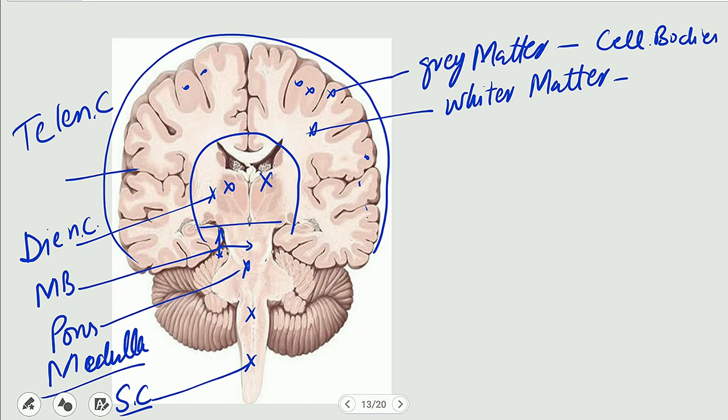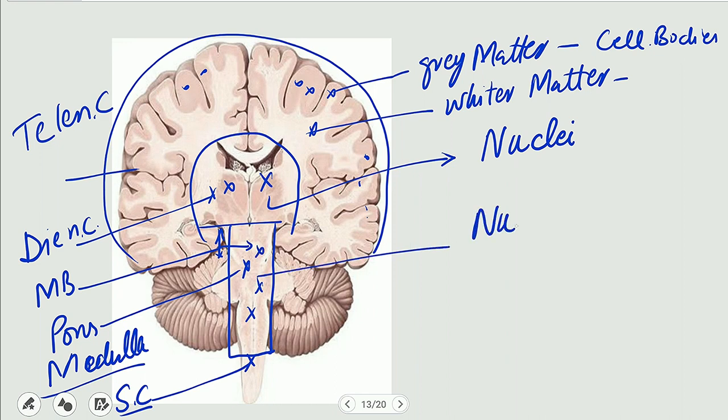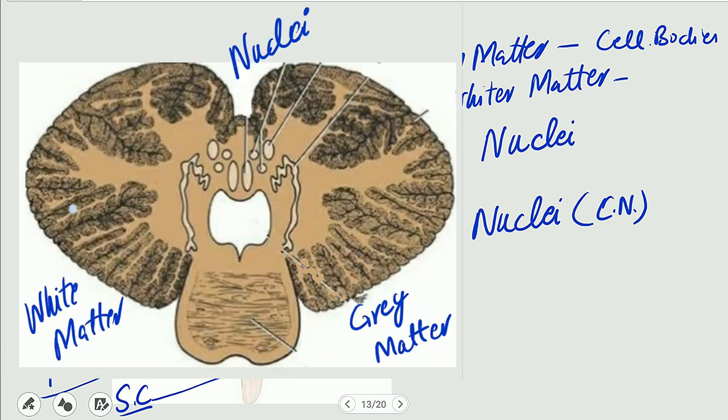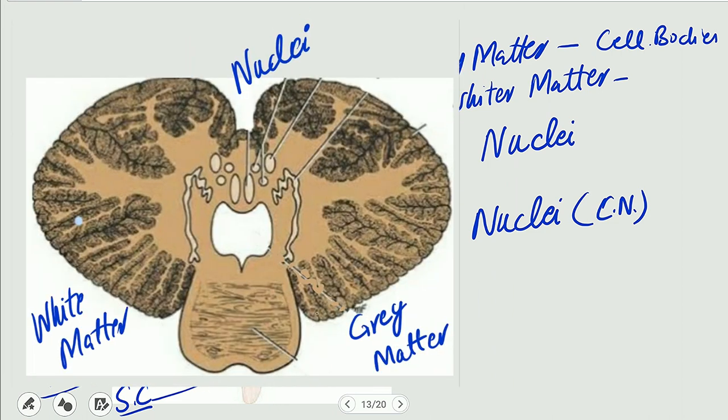In the diencephalon here, we have got thalamus, metathalamus, epithalamus and subthalamus. All these are the collection of the nuclei. Here, the neuronal cell body collection is known as the nuclei. Beneath diencephalon, we have got the brainstem, that is the midbrain, pons, medulla. Here, we have got collection of the neuronal cell bodies in the form of the nuclei, and these nuclei are actually the nuclei of the cranial nerves. So in the brainstem, whenever we have collection of the neuronal cell bodies, it will be in the form of the nuclei.